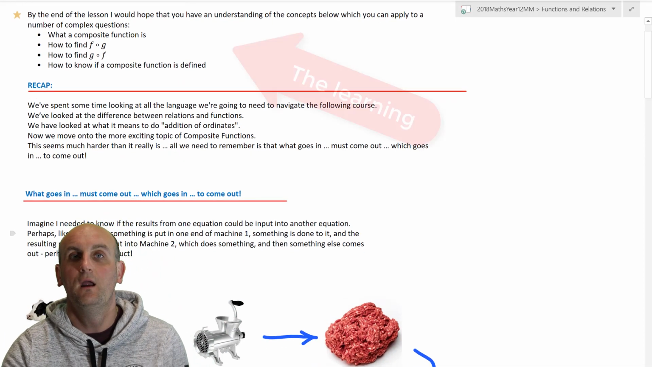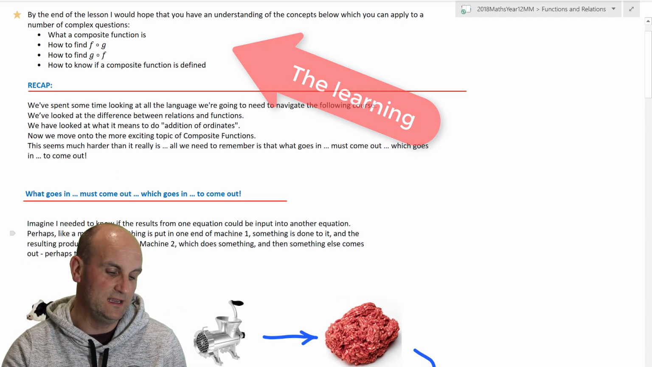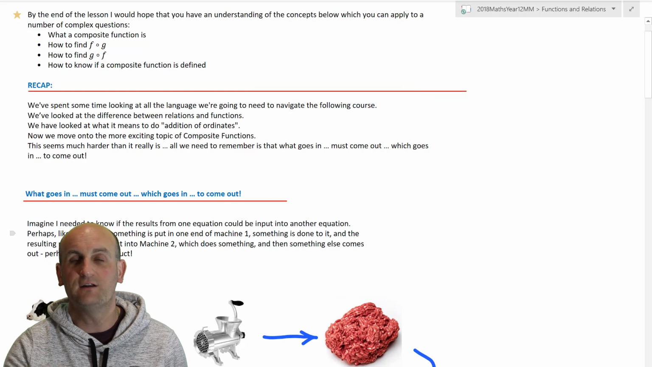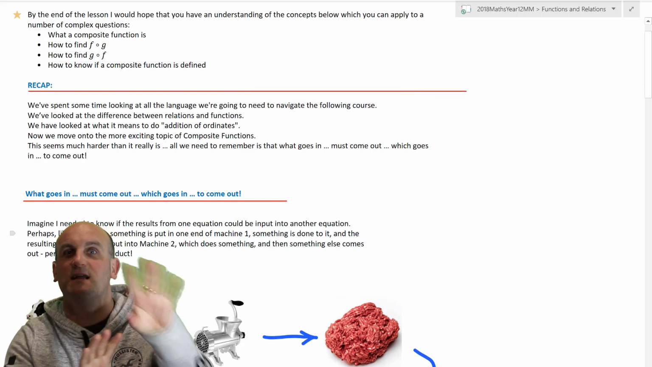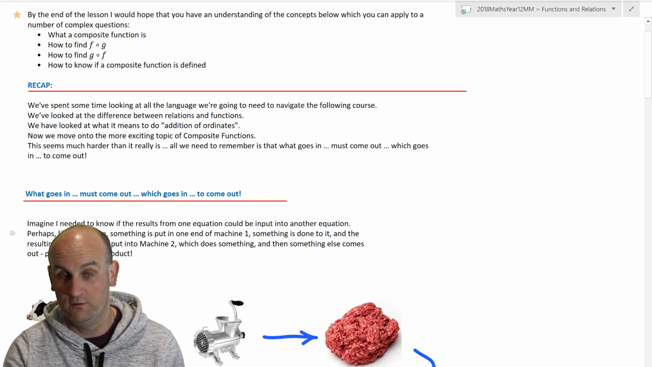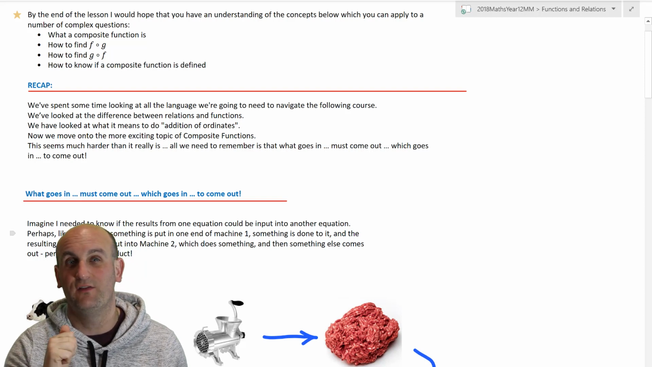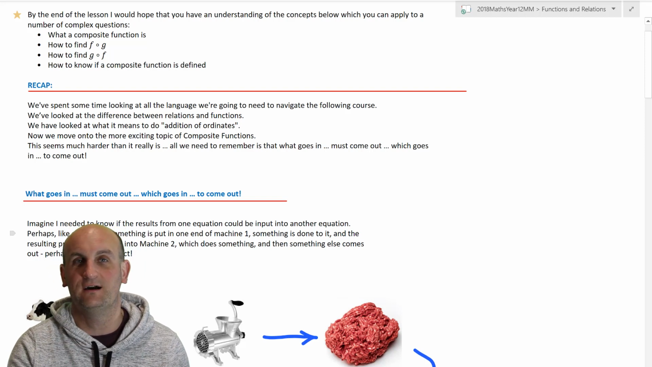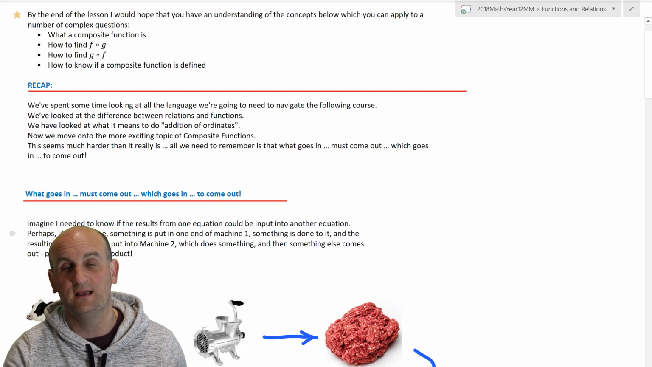Don't worry about it. By the end of this video, as you can see above, we are going to do the learning, which is going to be what a composite function is, how to find GOF and FOG. Now, fog is basically that misty stuff, no, it's nothing to do with the weather or a bad horror movie. Well, we'll come back to that. How to know if a composite function is defined, how to then create that composite function algebraically, and how to find the domain of said composite function. There's a lot in this.